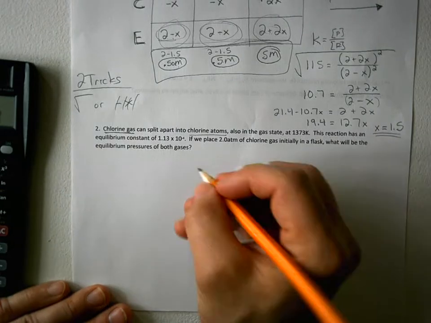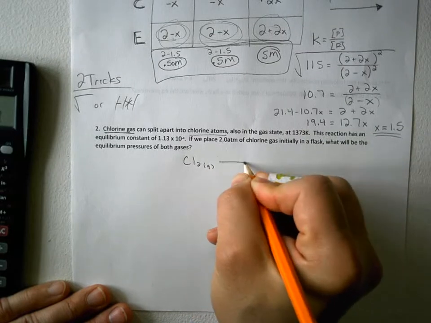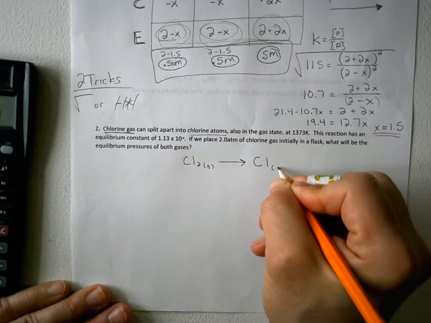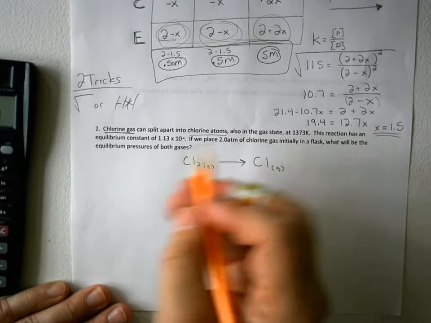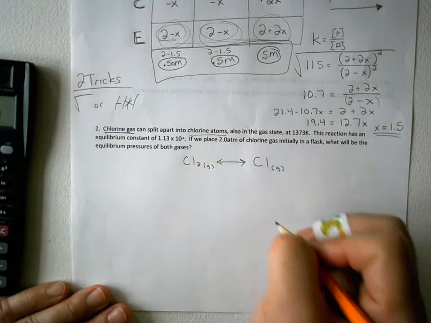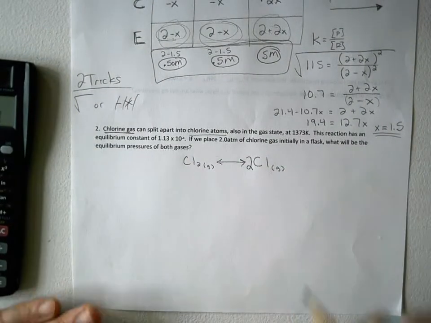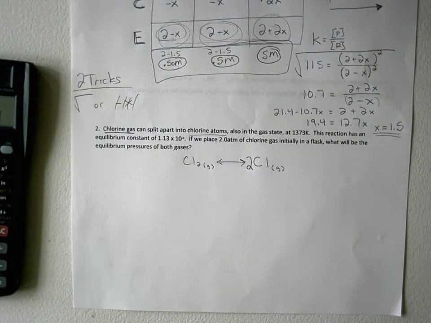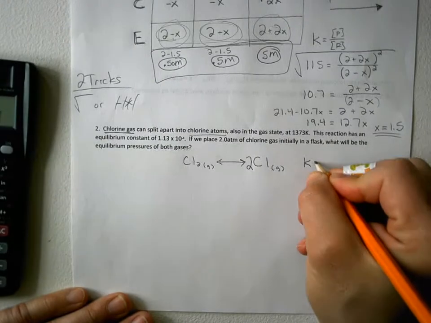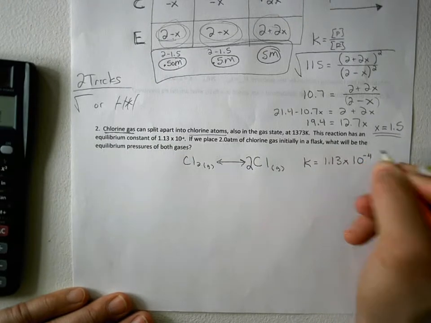So remembering diatomic elements, we have Cl2 gas splitting apart into chlorine atoms, which would just be Cl gas. This reaction has an equilibrium. Once I hear that equilibrium word, I'm going to get a little double arrow there. And then I'm going to make sure to balance this because this is going to come into play when we are deciding these ICE tables. And then the K for this reaction looks like 1.13 times 10 to the negative 4.